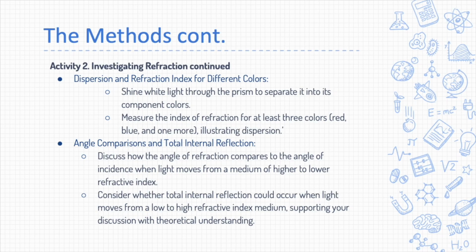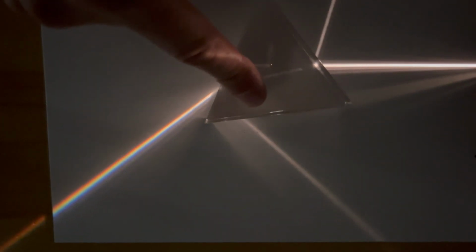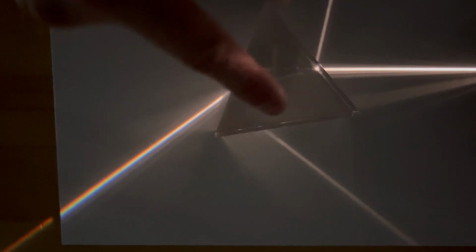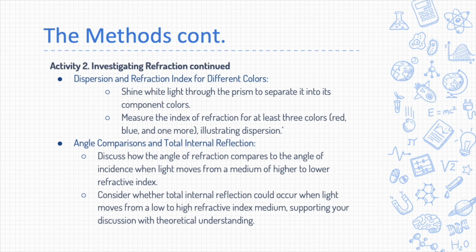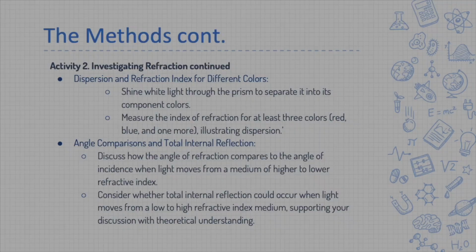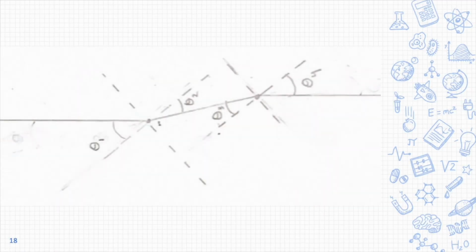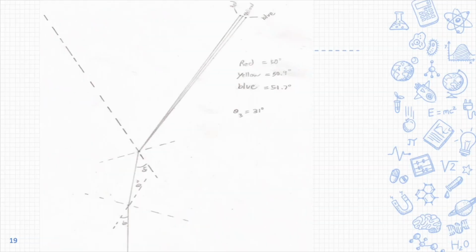Lastly, we looked at dispersion and refraction for different colors. We shined a single light source through a triangular prism to separate it into the component colors: red, blue, and yellow. We traced these on a piece of paper to calculate their angles. These are our tracings for the first prism. And this is our tracing using a triangular prism, and you can see the angles for red, yellow, and blue.